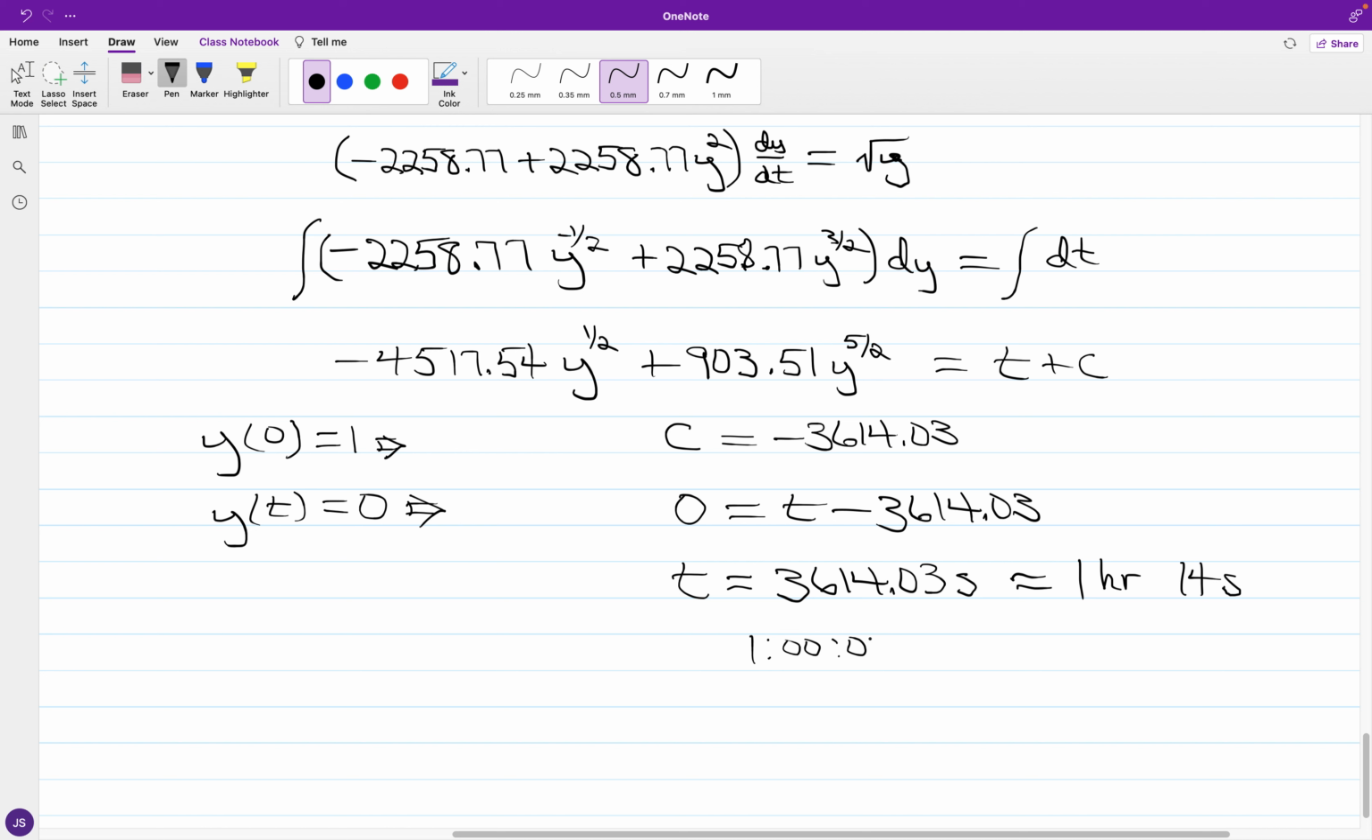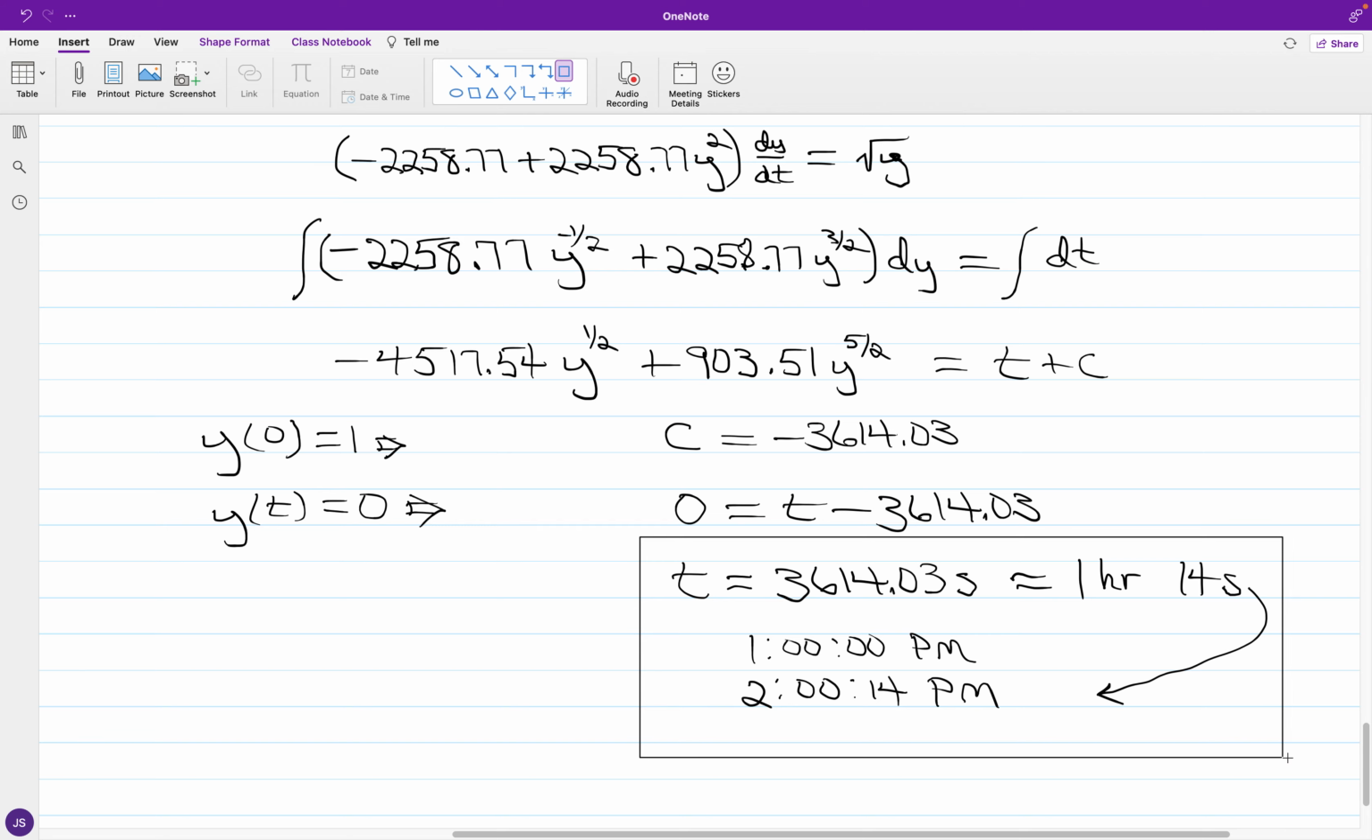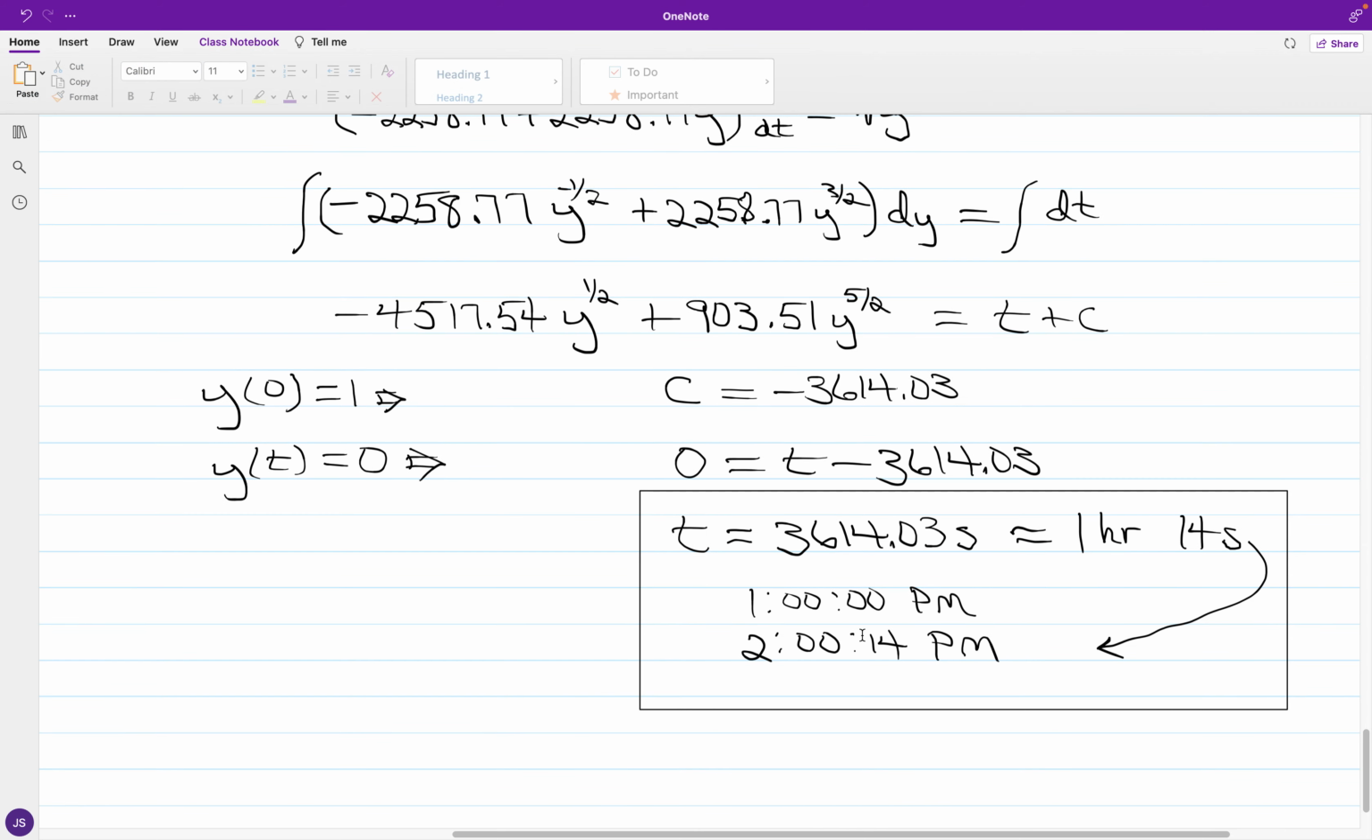Say if you start at 1 o'clock sharp, and it's 1 hour and 14 seconds later, that would be at 2 o'clock p.m. and 14 seconds. I don't know why the author asked for the exact time as opposed to just the amount of time, but it took 1 hour and 14 seconds. So if we start at 1 o'clock sharp emptying the hemispherical tank, it should empty right at 2 o'clock and 14 seconds.